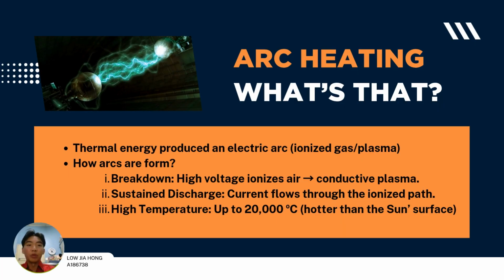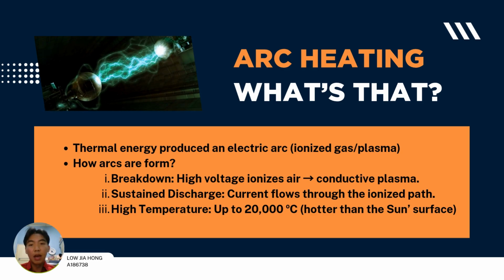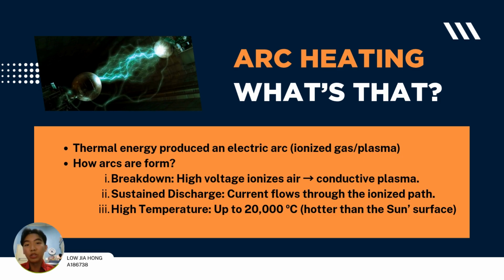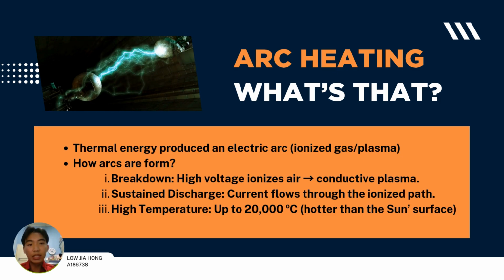Now, imagine a bolt of lightning trapped between two electrodes, which is essentially an electric arc. But how does this chaotic spark turn into a controlled heat source? Now let's begin. Arc heating is the process of generating extreme heat, up to 20,000 degrees Celsius, by passing current through an ionized gas, or plasma, as we call it. This creates a sustained discharge called an electric arc.